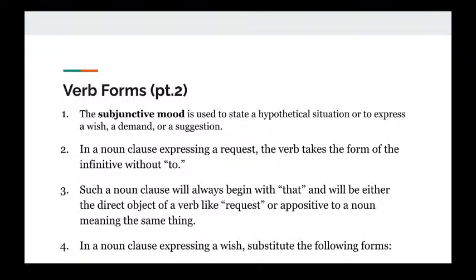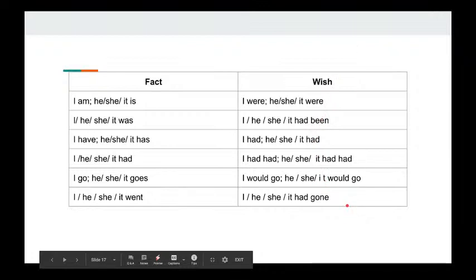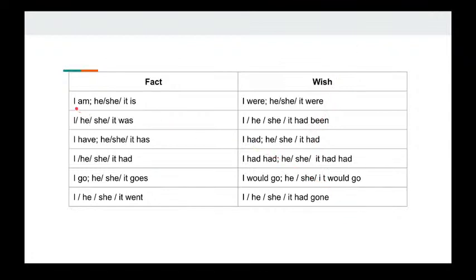Rule number 4, in a noun clause expressing a wish, substitute the following forms. So these are the following forms. We have a fact column and a wish column. It's just where you have I am, he, she, it is, it would be I were, he, she, it were. I, he, she, it was would be I, he, she, it had been.